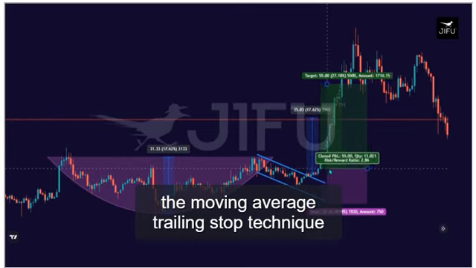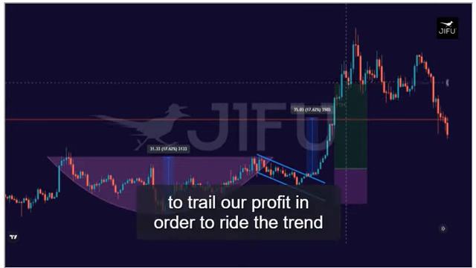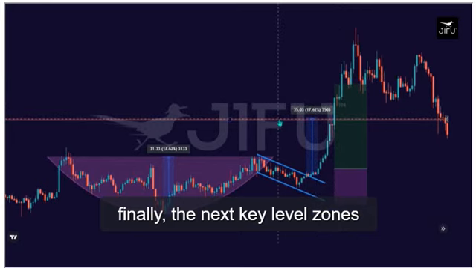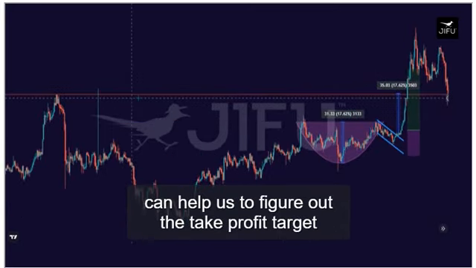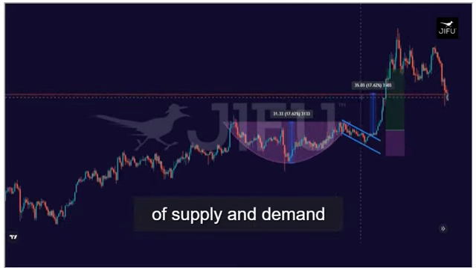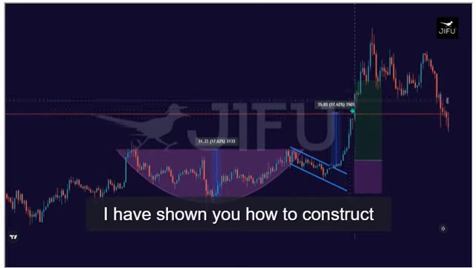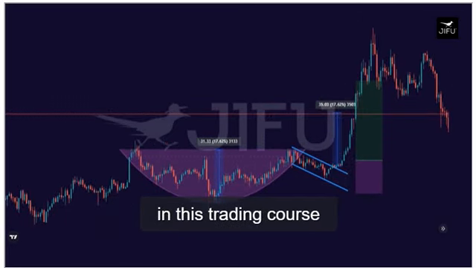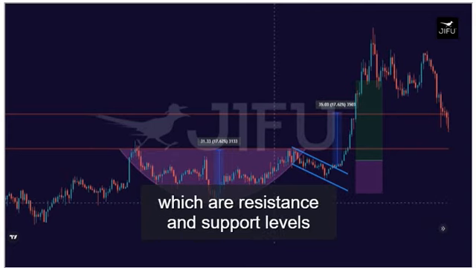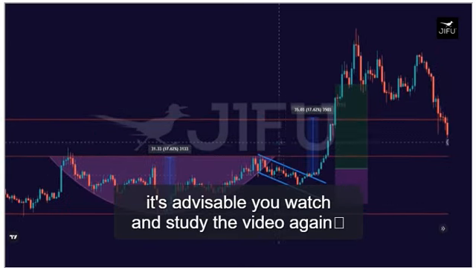The moving average trailing stop technique involves the utilization of the moving average indicator to trail our profit in order to ride the trend. Finally, the next key level zones can help us to figure out the take profit target. Remember, key level means areas of supply and demand or resistance and support levels on the trading chart. I have shown you how to construct key levels on the trading chart in this trading course. Therefore, if you have forgotten how to construct key levels, which are resistance and support levels on the trading chart, it's advisable you watch and study the video once again.